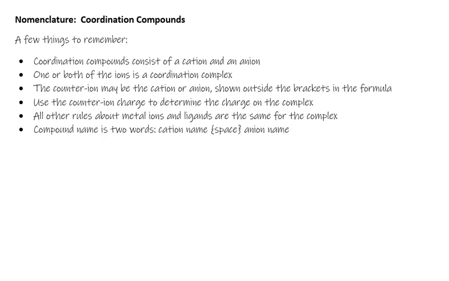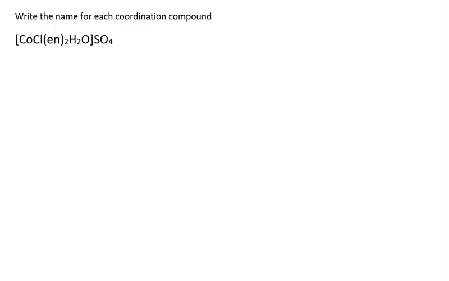Finally, when we go to write the compound, the name will be two words: cation name first, a space, and the anion name. When I'm faced with a coordination compound, I like to figure out at the very beginning which part is the cation, which part is the anion, and determine the charge on the complex, so then I have all the information I need to do the rest of the work.